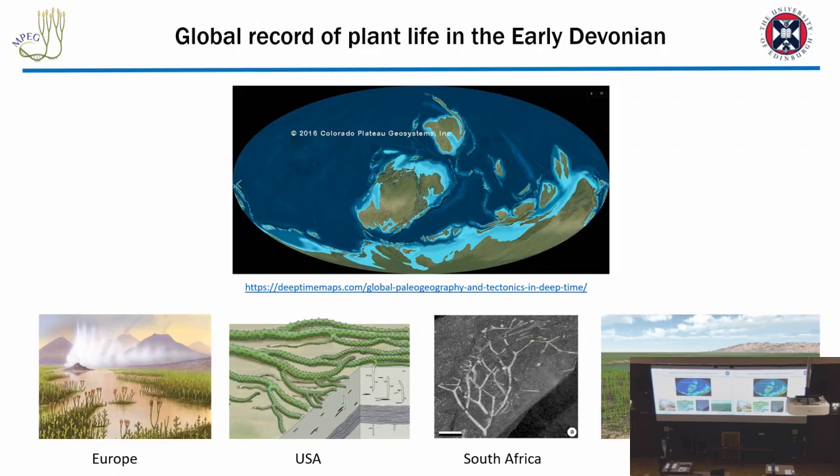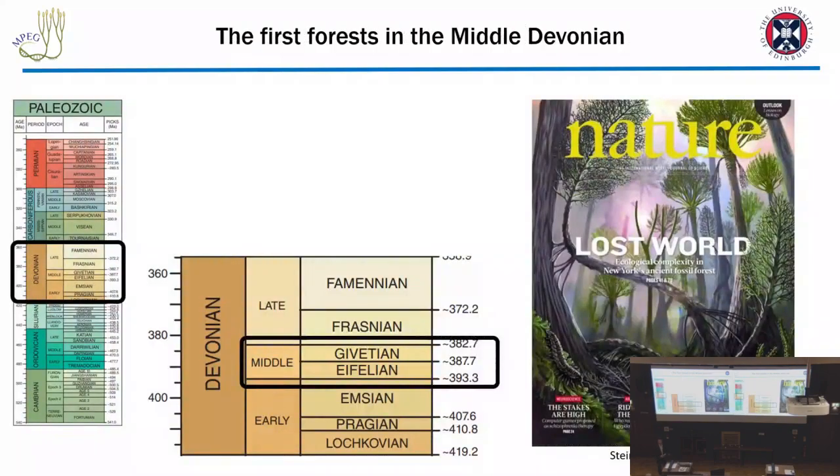But what we can be sure about is if there wasn't a green tint at this point in the early Devonian, you didn't have to wait very long until there definitely was. Because as we move from the early Devonian to the middle Devonian, we suddenly have the first forests. So this really was a turning point in Earth history.